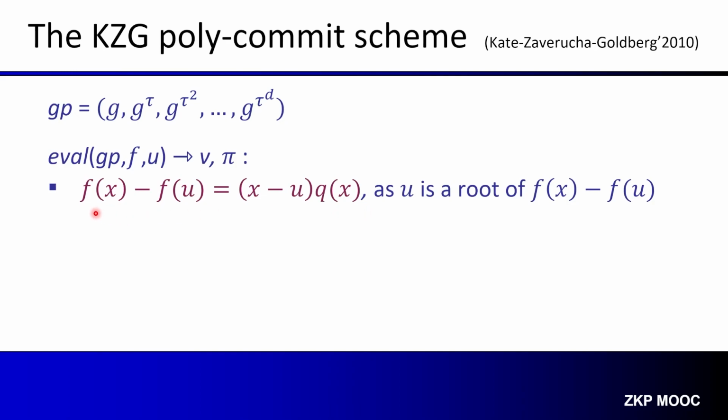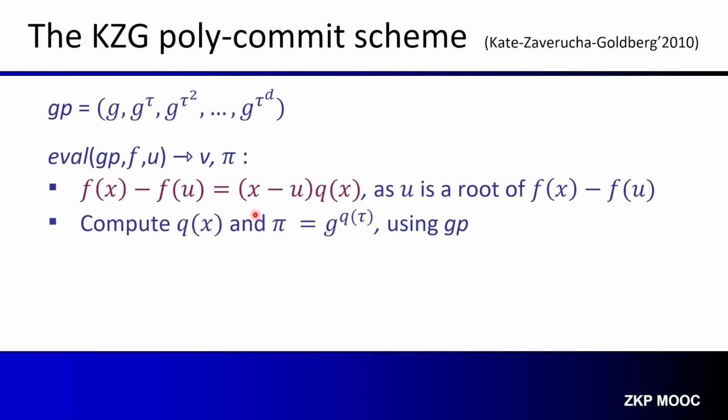And it's actually not hard to see this relationship, because u is clearly a root of the polynomial f(x) minus f(u). This equals 0 at the point u. Because of this fact, the polynomial f(x) minus f(u) can always be decomposed as (x minus u) times q(x). And there are other ways to prove the correctness of this equation, for example, using Taylor's expansion.